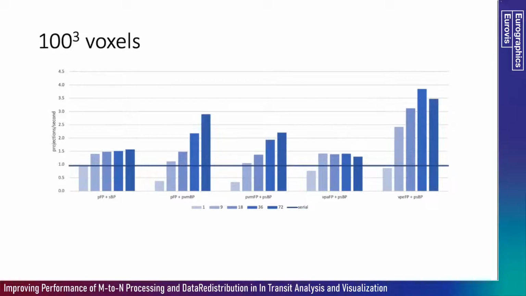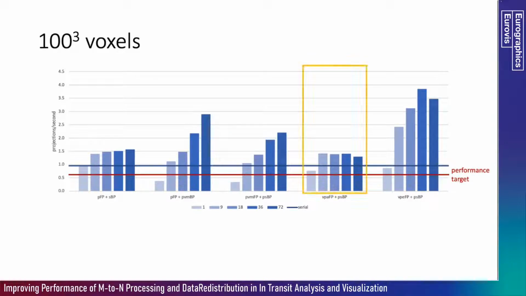Okay, so 100 cubed voxels. First, recall our minimum performance threshold is about 0.6 projections per second. Right away, we have some concerns over projecting all voxels. This approach does not appear to scale particularly well, even for the low-resolution volume.